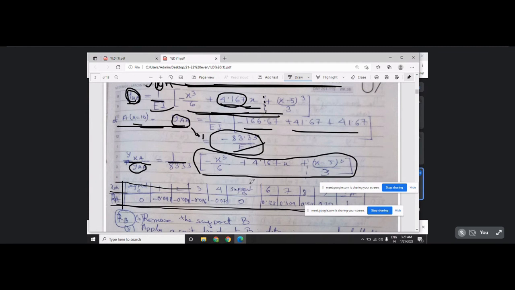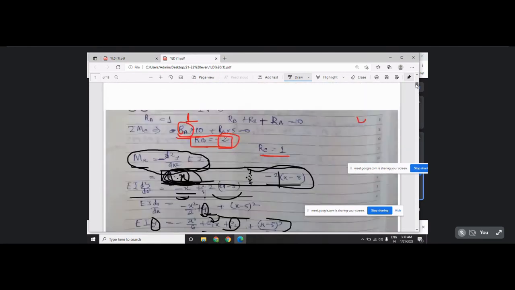Minus x cube by 6 plus 4.167 into x dot x minus 5 whole cube. Now put x is equal to 1 meter, 2 meter, 3 meter. Suppose point C, x is equal to 0: put x is equal to 0, the deflection is 0. Put x is equal to 5, the deflection is 0. In between them, put x is equal to 1, 2, 3, 4. Naturally you can get the minus quantity. Why is it minus? Because it is in downward direction.